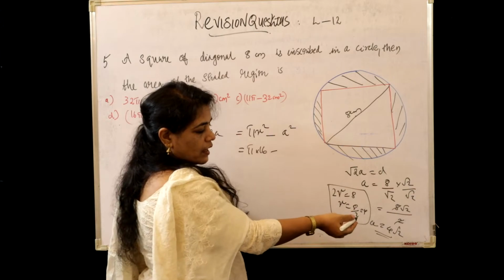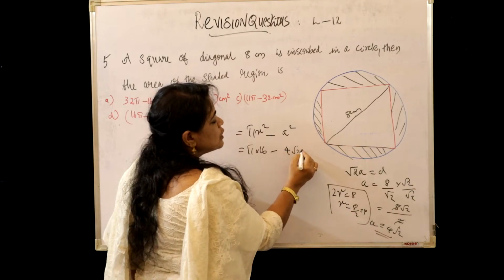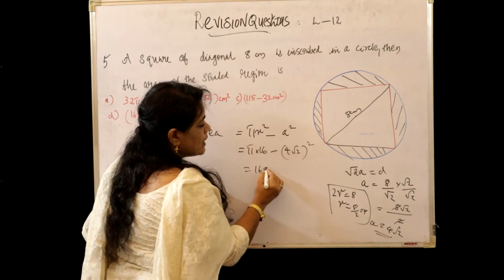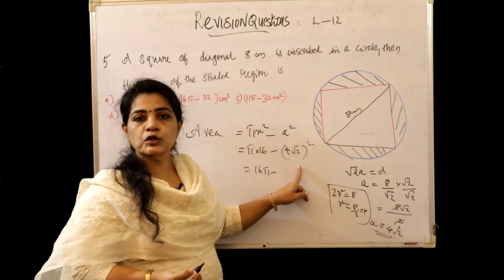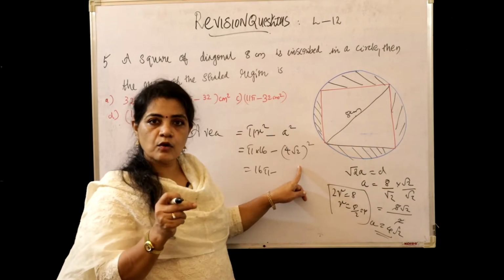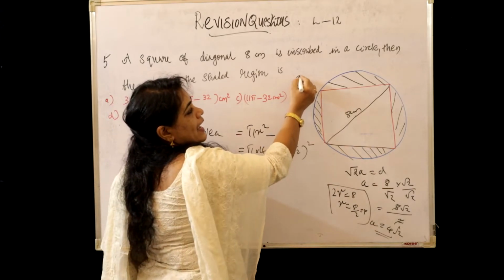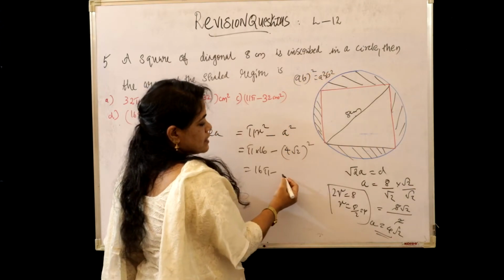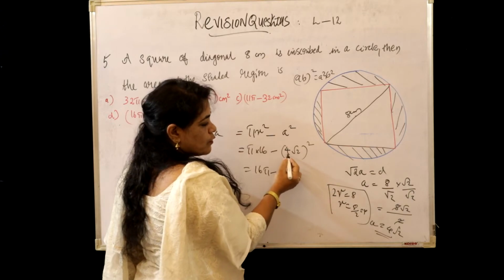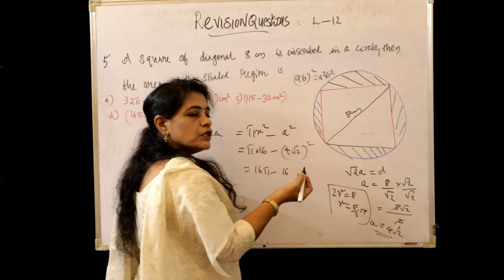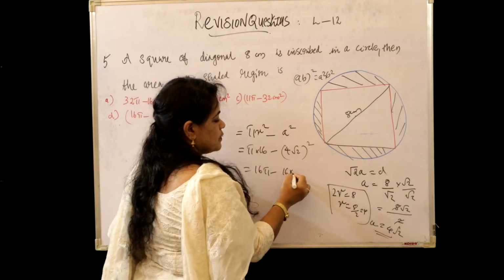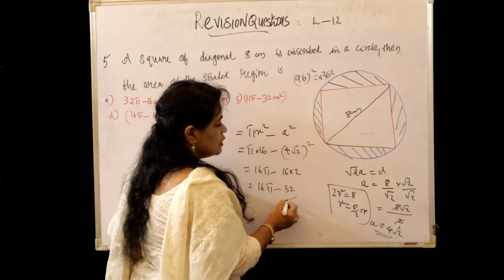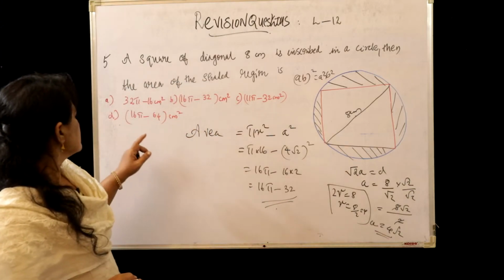What is a square? Side we have got as 4 into root 2, whole square. One more step, that is 16 pi minus 4 root 2 whole square. (ab) whole square is a square b square, right children? So a square is 16, 4 square is 16, and root 2 into root 2, 2. Okay, that is 16 pi minus 32. See if any option is there.